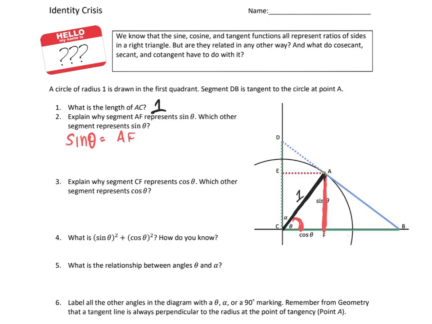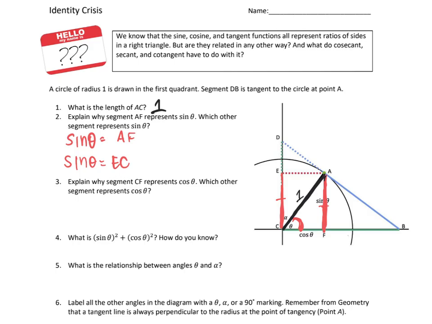And then it asks which other segment represents sine of theta. Well, that would be this segment over here, EC, because they are equivalent or congruent segments. Then sine of theta equals AF. We can also say sine of theta equals EC. Then explain why CF represents cosine of theta.